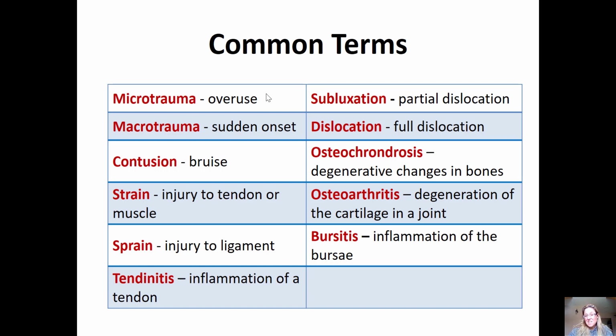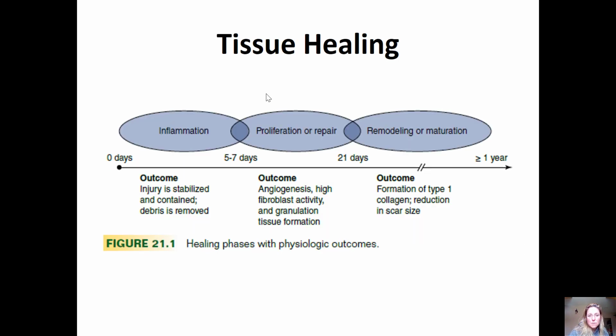Osteochondrosis is just degenerative changes in our bones. So that can occur in our spinal cord, for example. Over time, we have changes in that bone density that leads to degeneration of the spinal cord. Osteoarthritis is degeneration of the cartilage in a joint, which can be very painful. And then bursitis is inflammation of the bursa sac, which is in the joint itself. So those are some common terms that you're probably going to see throughout the course of this chapter.